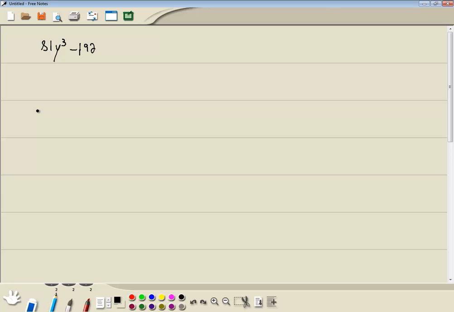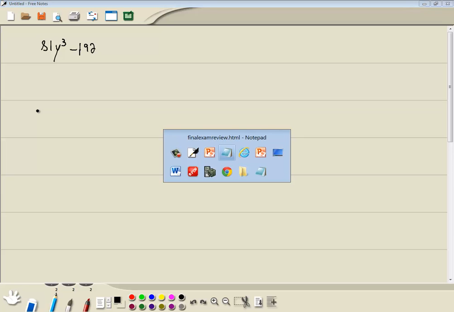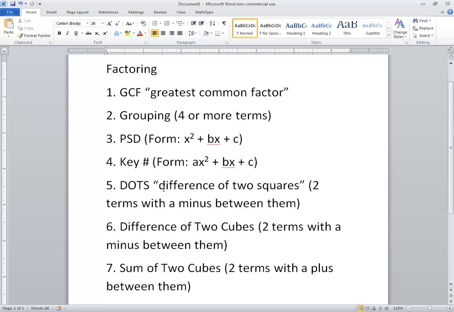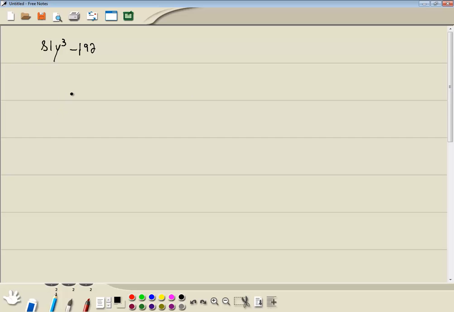Now I still have my steps up from the previous problem for factoring, assuming I can find it. There we go. Our first method that we always try is GCF. As I look at 81 and 192, looks like they're both at least divisible by 3. The reason I say 3 is if you add the digits together, 8 plus 1 is 9, and that's divisible by 3. If the digits added together are divisible by 3, then the entire number is divisible by 3. And over here, 1 plus 9 is 10, plus 2 is 12, and 12 is divisible by 3.